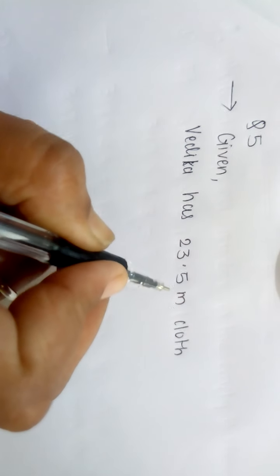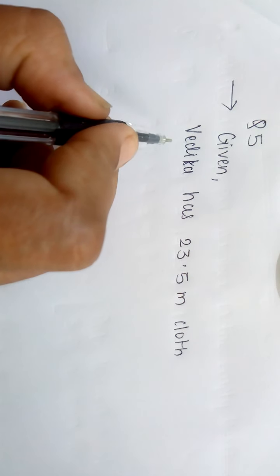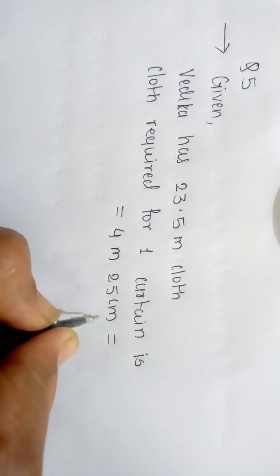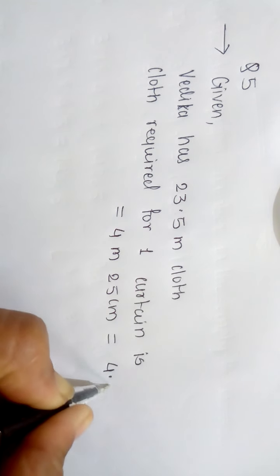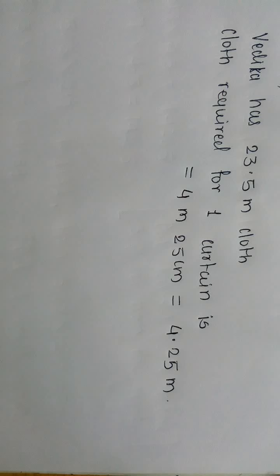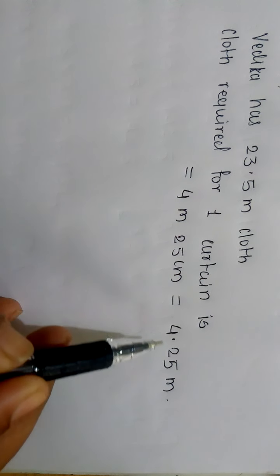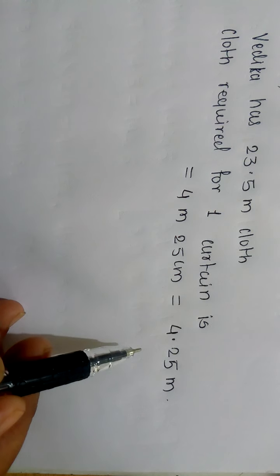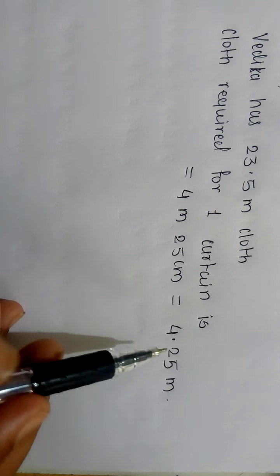Vedika has 23.5 meter cloth and the cloth required for one curtain is 4 meter 25 centimeter. So this 4 meter 25 centimeter we can write as 4.25 meter. And how many curtains does Vedika want to prepare? She wants to prepare 5 curtains. So we want to find out the cloth required for 5 curtains. Cloth for one curtain is 4.25. So for 5 curtains, we will multiply 4.25 by 5.